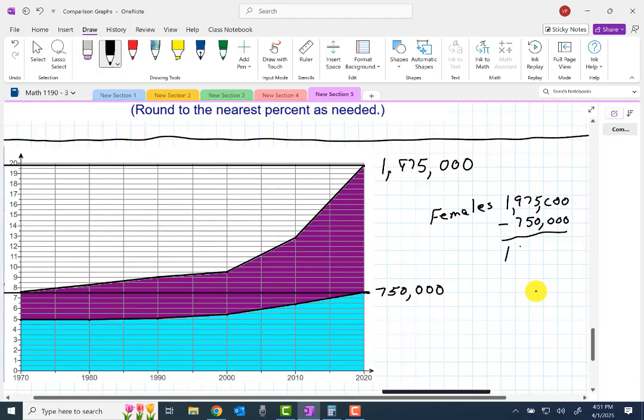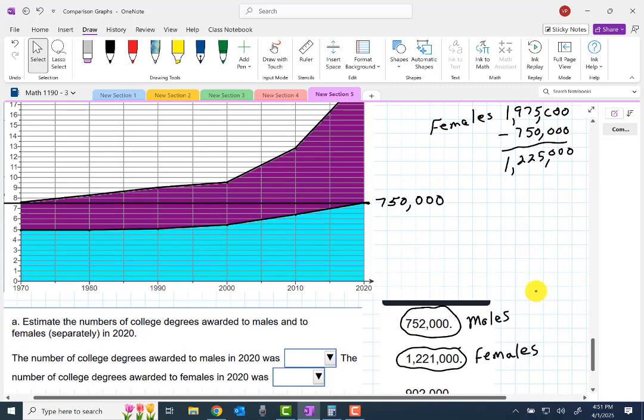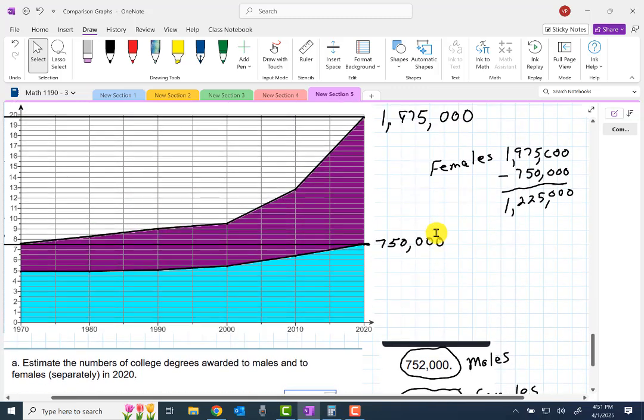So we'd have 1,225,000, which I can see is very close to the one that they gave me. Now let me continue with what I'm trying to do. So we can see here it's skewed towards females as we get into 2020. But if we go back in time, I'm trying to find where the thickness of the purple is the same as the thickness of the blue.